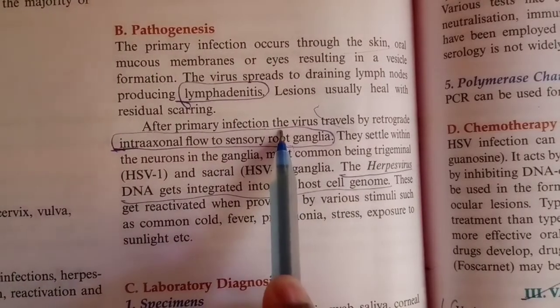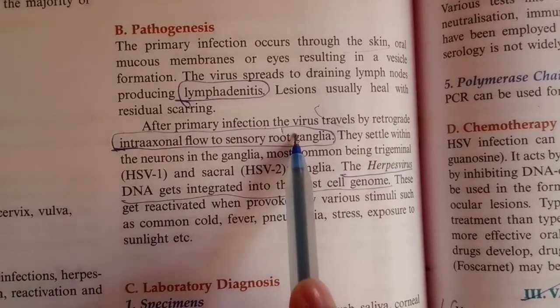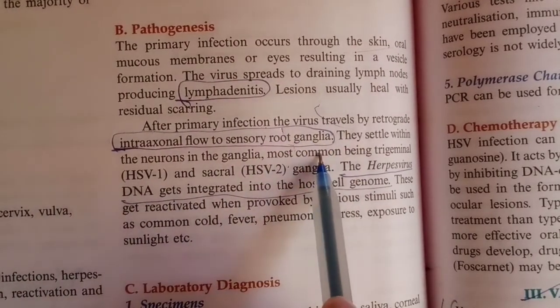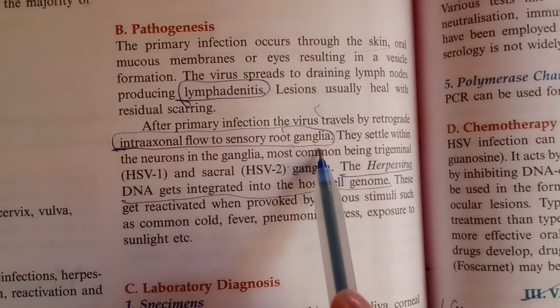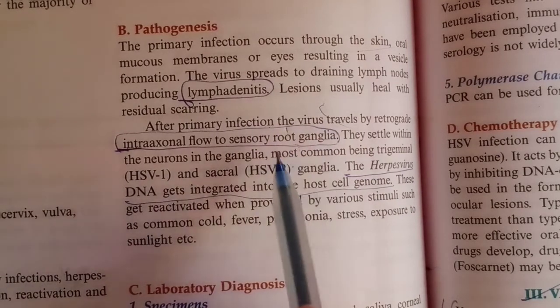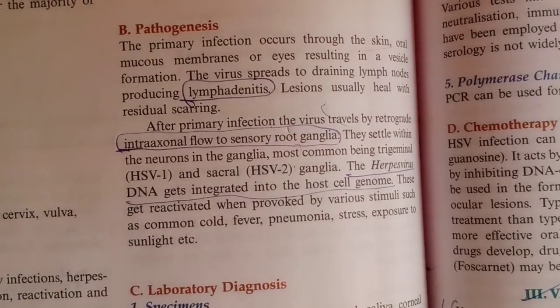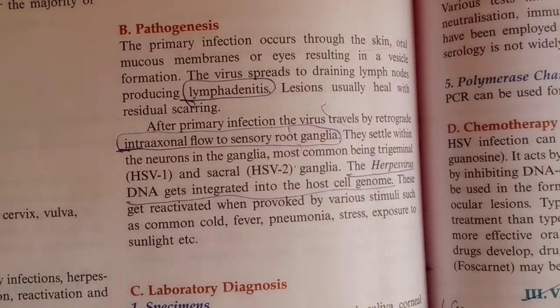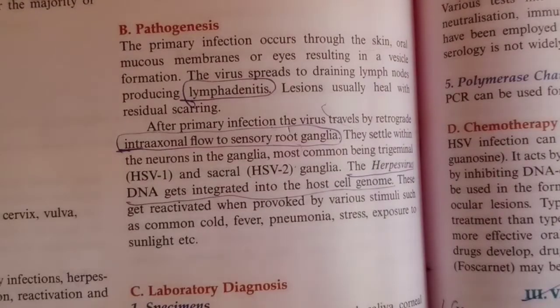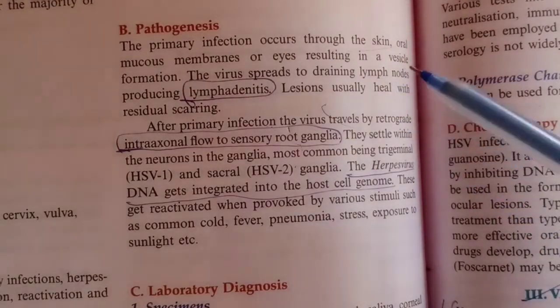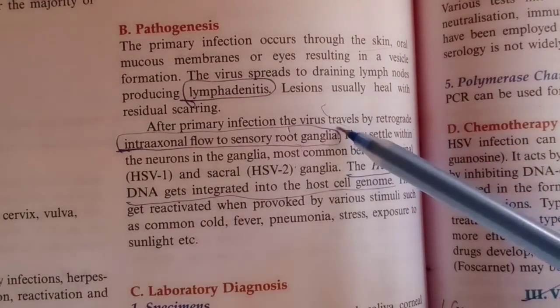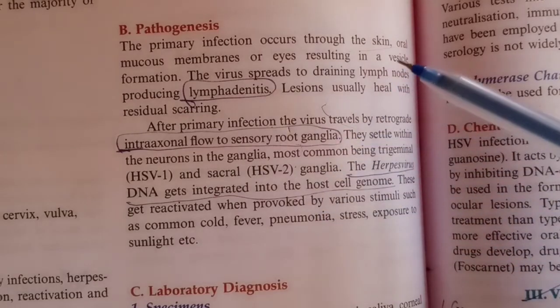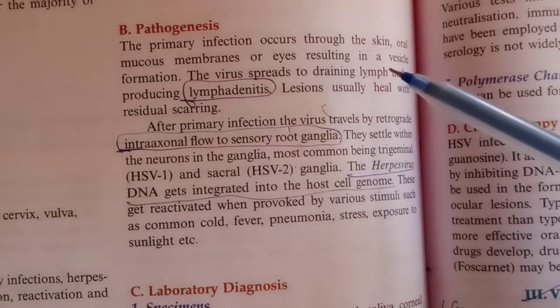Let's see pathogenesis. The virus's route of entry is through the skin or mucous membrane of the mouth or eyes. It multiplies and passes into the lymph nodes. It causes lymphadenitis. HSV travels to the nerve root near the spinal cord and settles there, and it integrates into the host cell genome.